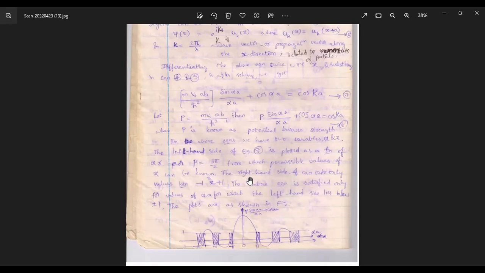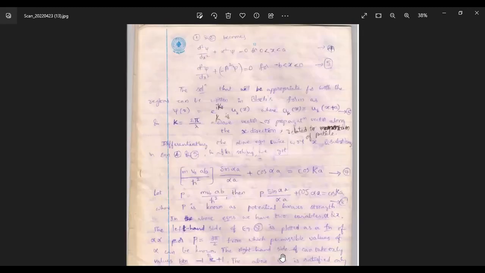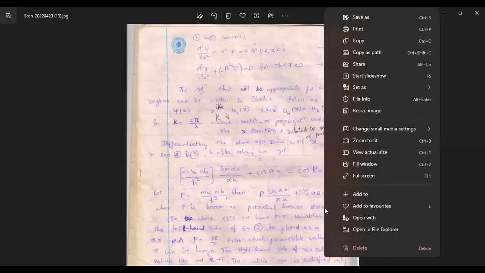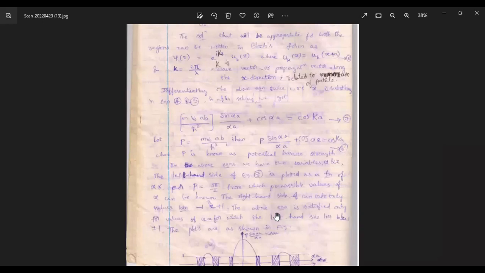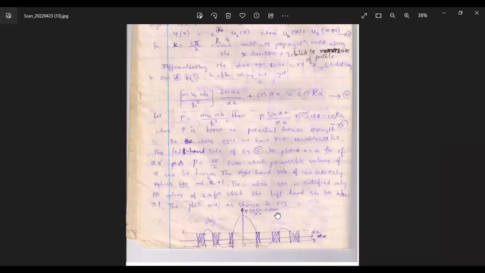If P is large, P is known as the potential barrier strength. Only alpha and K are variables in this equation. P is the potential barrier strength. If P is large, the width of the allowed band decreases.